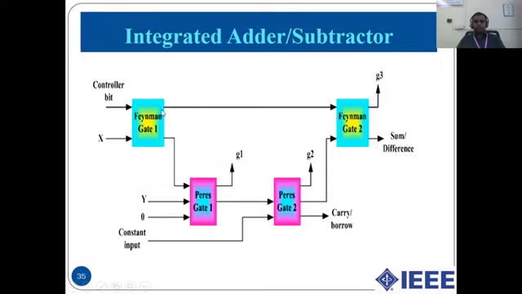The design of this integrated adder subtractor actually contains 2 Peres gates and 2 Feynman gates. When we give a control bit and an input x, we provide 2 inputs x and y as coordinates for these particular gates in order to perform the integrated addition and subtraction. And the hardware architecture of this particular integrated adder subtractor looks like this.